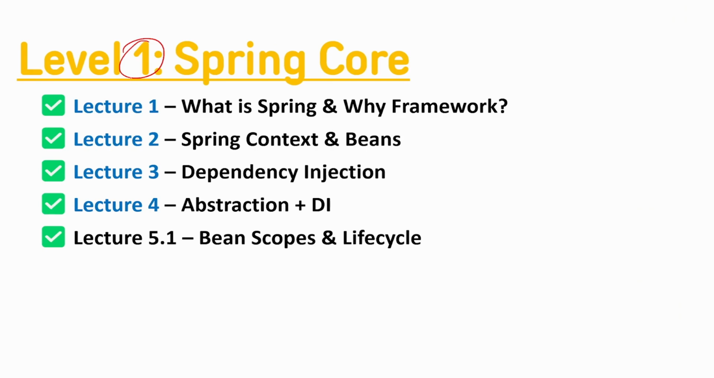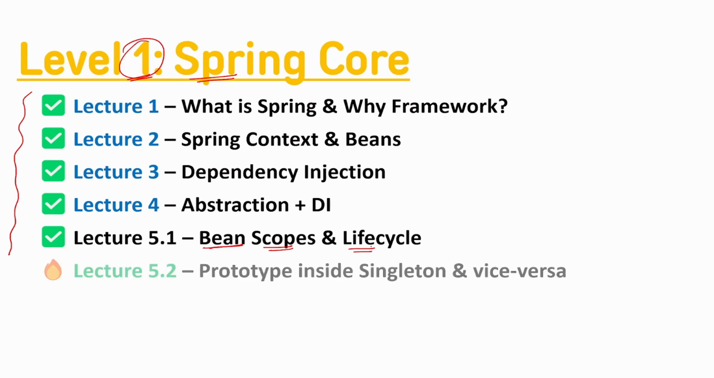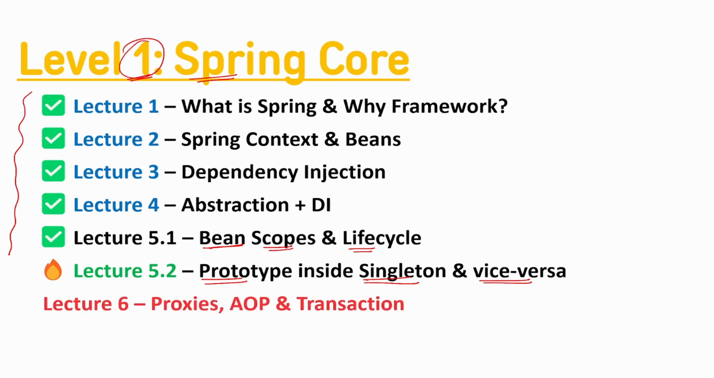Currently we are in our level 1, Spring core, in which we have already covered all these topics. In the previous video we learned about the bean scopes and the life cycle. In today's video we will learn about how we can use the prototype bean inside the singleton bean and vice versa. In the upcoming videos we will learn about proxies, what is aspect oriented programming, and what is transaction. This will complete our level 1, that is Spring core.